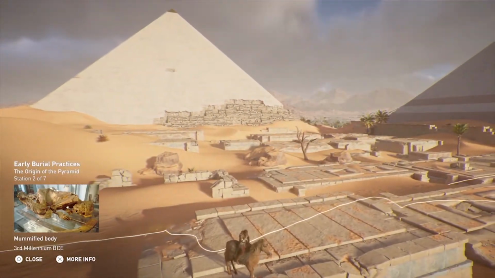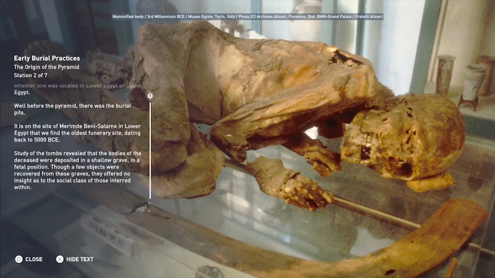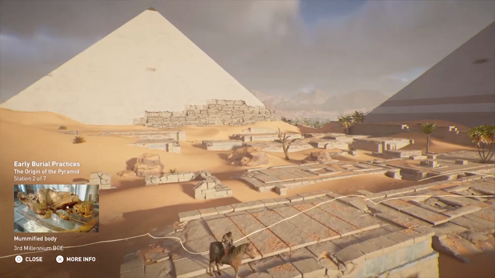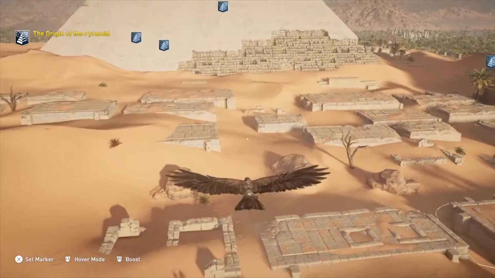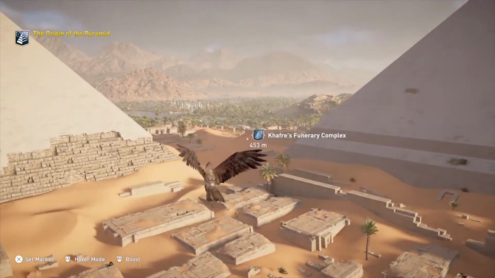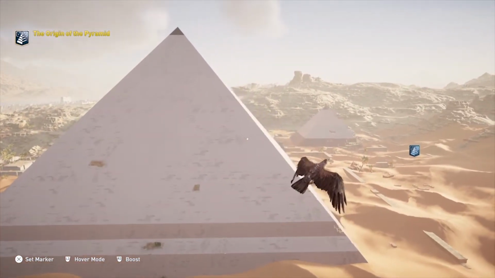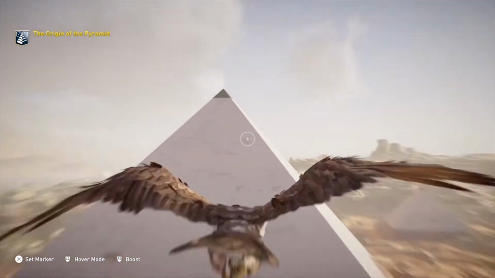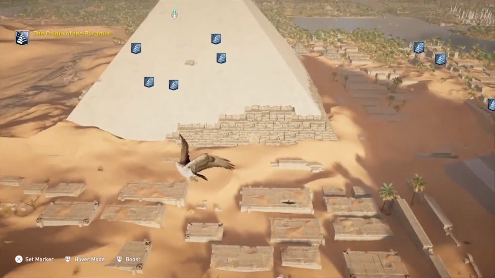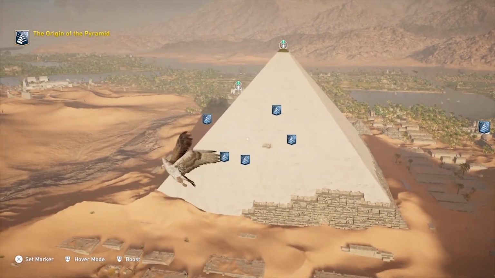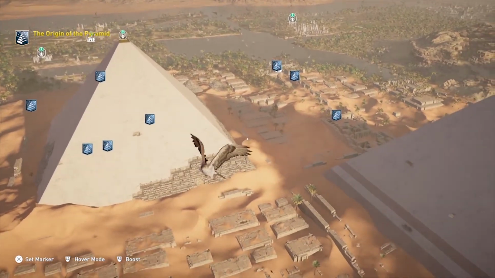During the pre-dynastic period, the development of funerary practices was different depending on whether one was located in Lower Egypt or Upper Egypt. Well before the pyramid, there were burial pits. It is on the site of Merimde Beni Salame in Lower Egypt that we find the oldest funerary site, dating back to 5000 BCE. Study of the tombs revealed that the bodies of the deceased were deposited in a shallow grave, in a fetal position. Though a few objects were recovered from these graves, they offered no insight as to the social class of those interred within.